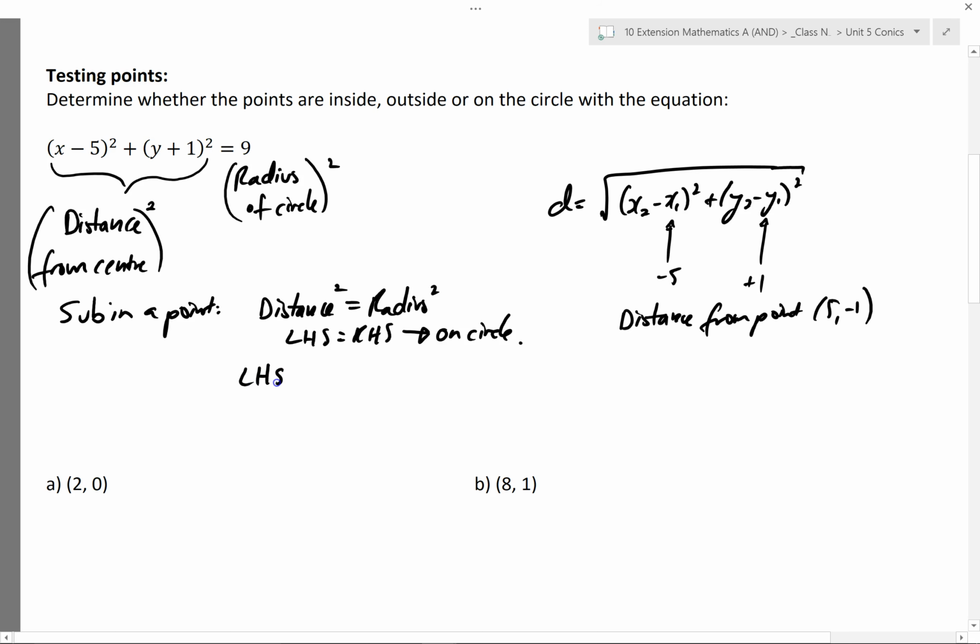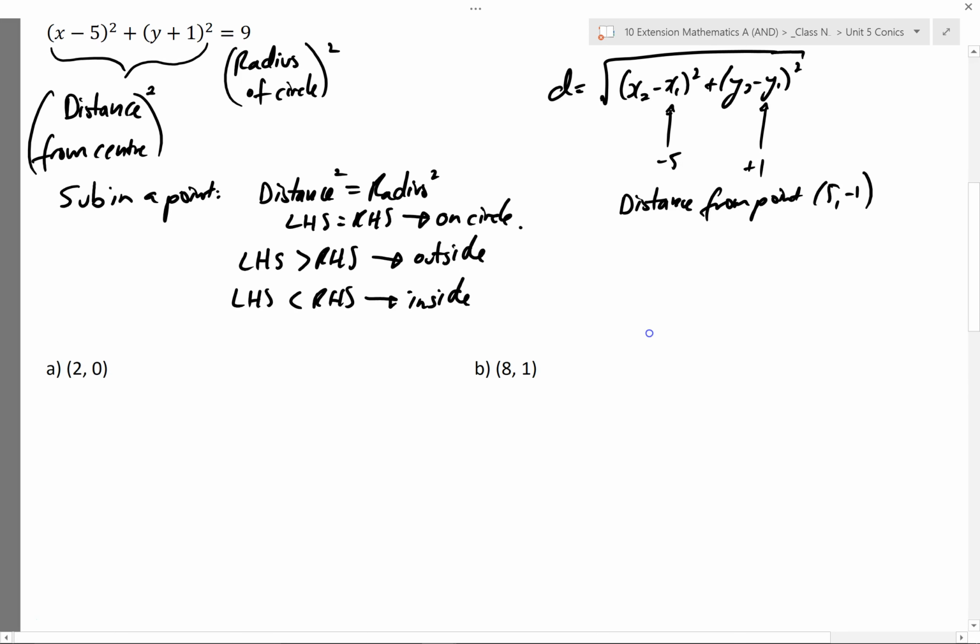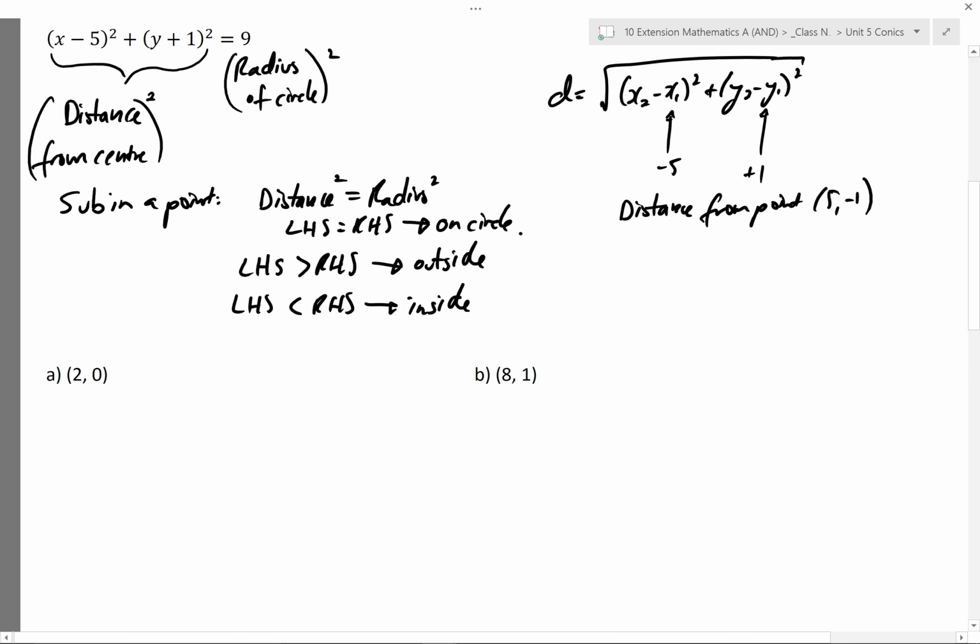Okay, if the left hand side is greater than the right hand side, that means that the distance away from the point is bigger than the radius of the circle, so it means that it would be outside. And if it's less than the right hand side, means that the distance away from the center is smaller than the radius, so it means that it would be inside. So you can see how this works testing these 2 points.